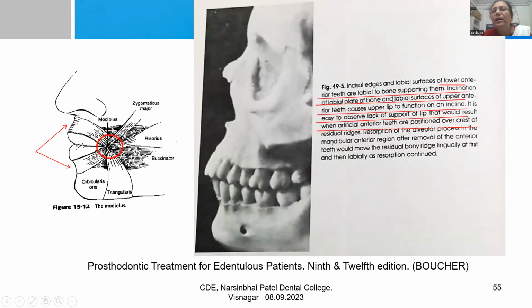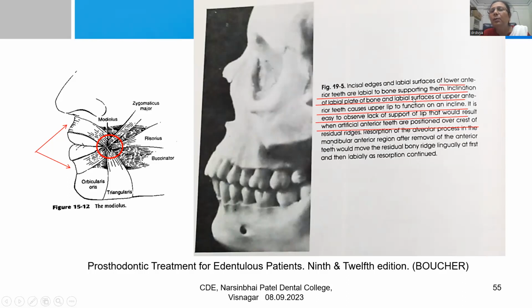The lower anterior teeth are labial to the bone supporting them. The incisal edges and the labial surface of the lower anterior teeth are labial to the bone supporting them. Okay, that is taught while making dentures.